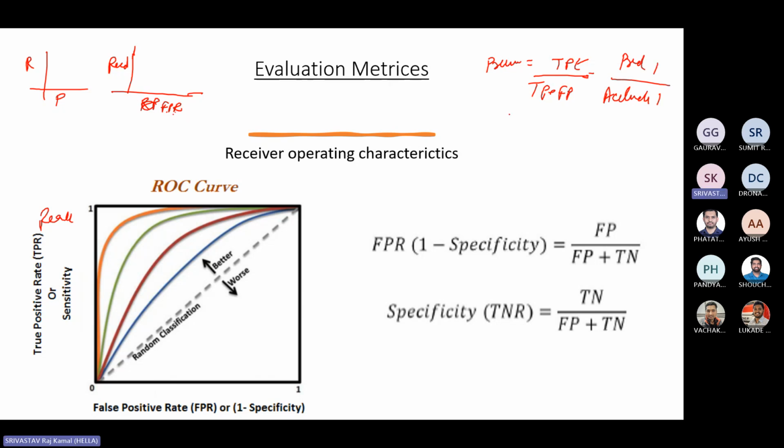FPR is almost the same. It is predicted 1 upon actual zeros. It says that out of all the zeros, how many we converted into 1. So this is the false positive rate. And we want the false positive rate to be lower. We want a reduced false positive rate, because a zero is converted into 1 in the evaluation. This we want to reduce.